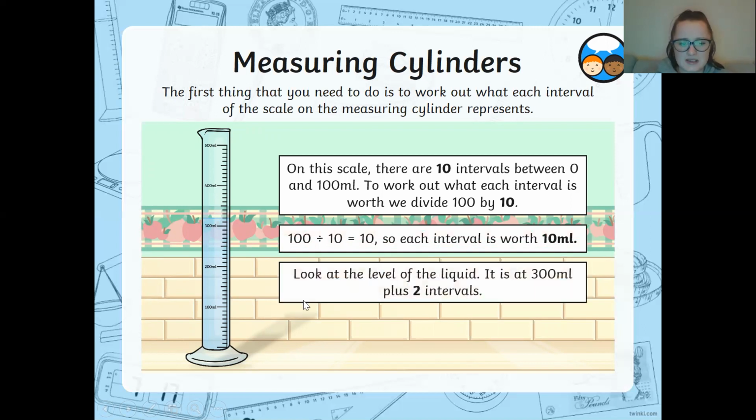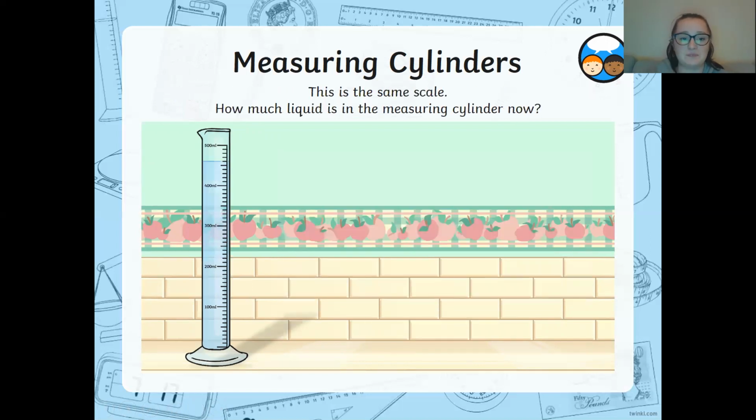Okay. So it says here, look at the level of liquid. It is at 300 millilitres plus 2 intervals. So 300 millilitres here plus 2 intervals. So let's work out what it'll be. Remember, these little lines are worth 10. So 300, 310, 320. So 320 millilitres.